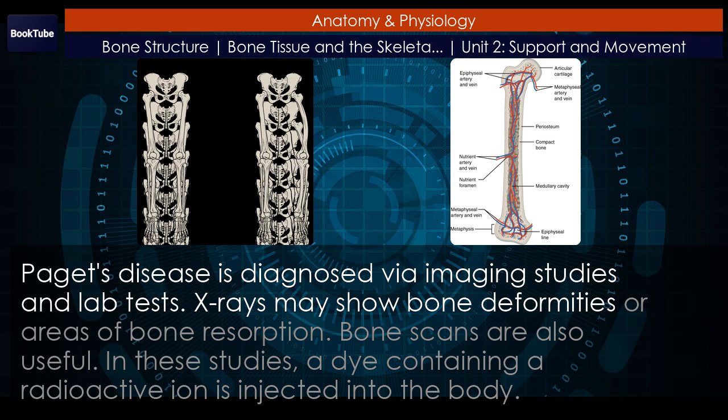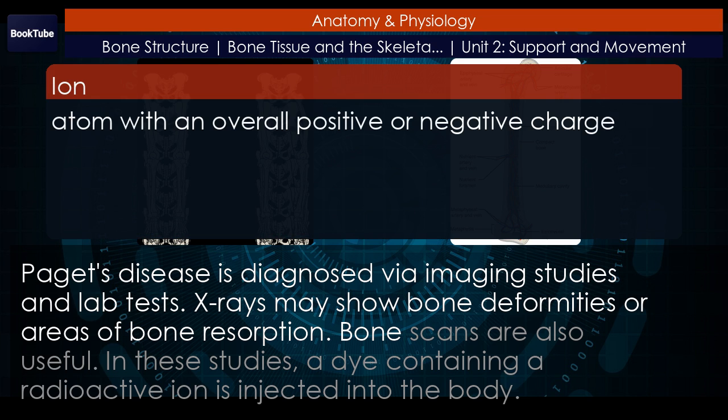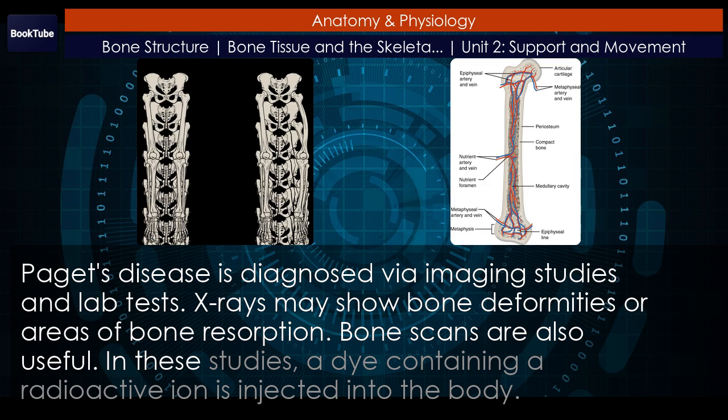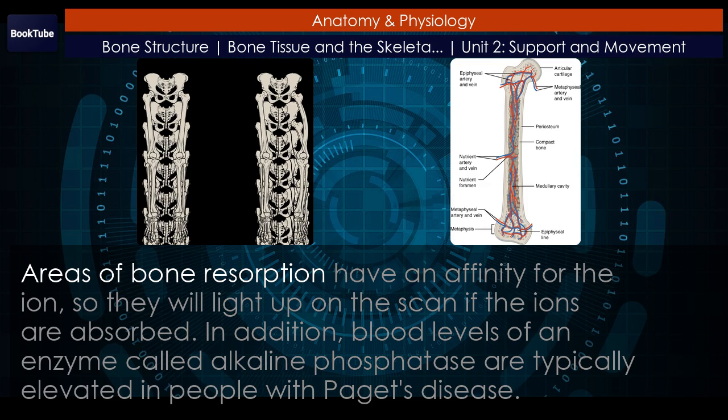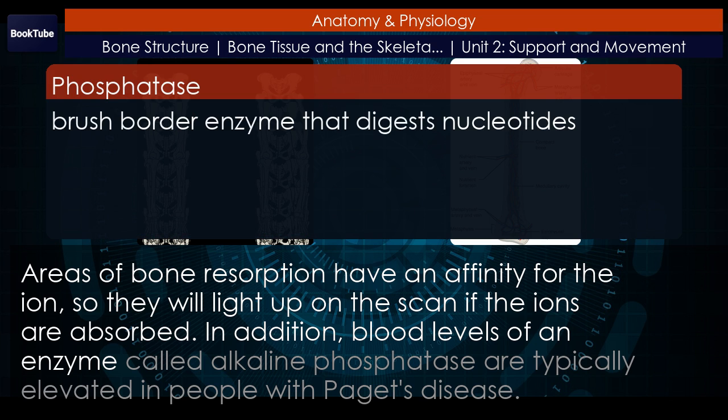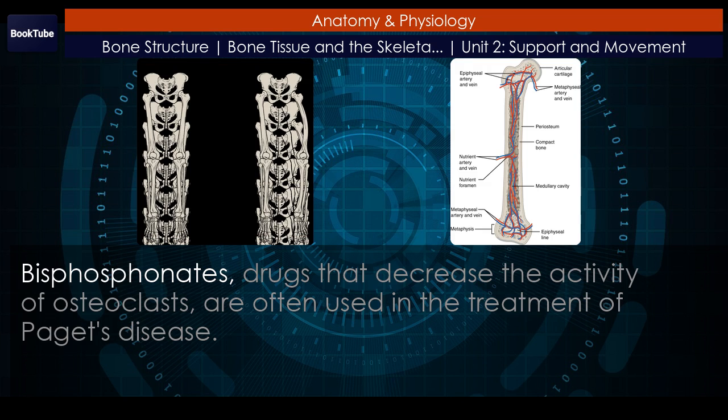X-rays may show bone deformities or areas of bone resorption. Bone scans are also useful. In these studies, a dye containing a radioactive ion is injected into the body. Areas of bone resorption have an affinity for the ion, so they will light up on the scan if the ions are absorbed. In addition, blood levels of an enzyme called alkaline phosphatase are typically elevated in people with Paget's disease. Bisphosphonates, drugs that decrease the activity of osteoclasts, are often used in the treatment of Paget's disease.